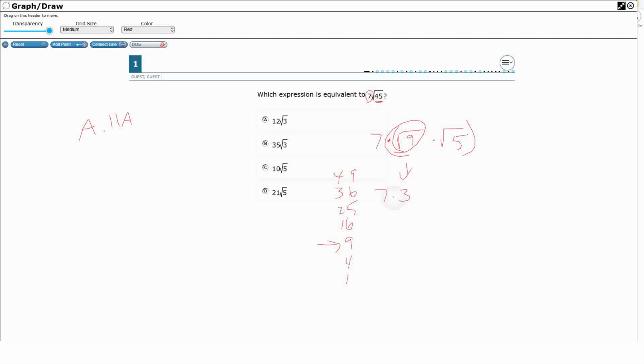So now let's think about it like this. So square root of 5 times 7 times 3, that's 21. And that's going to be 21 square root 5. So that is going to be my answer.